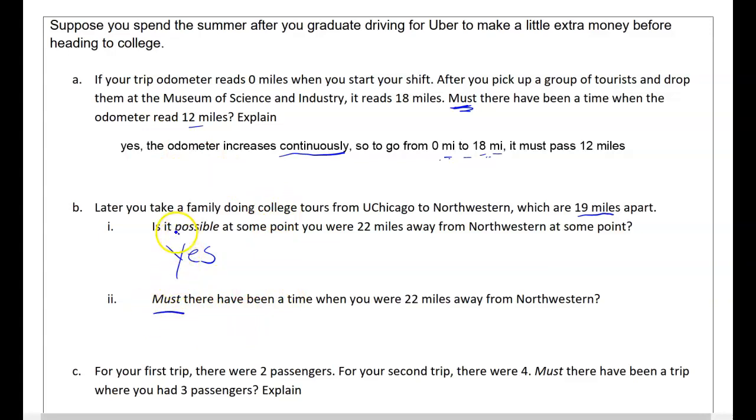And then question 2 here is must. So I'm going to underline must, underline impossible. So here, must there have been a time when you're 22 miles away from Northwestern? The answer here is no. We could have just gone straight there. So we could have started at 22 and taken it down to 0, right?